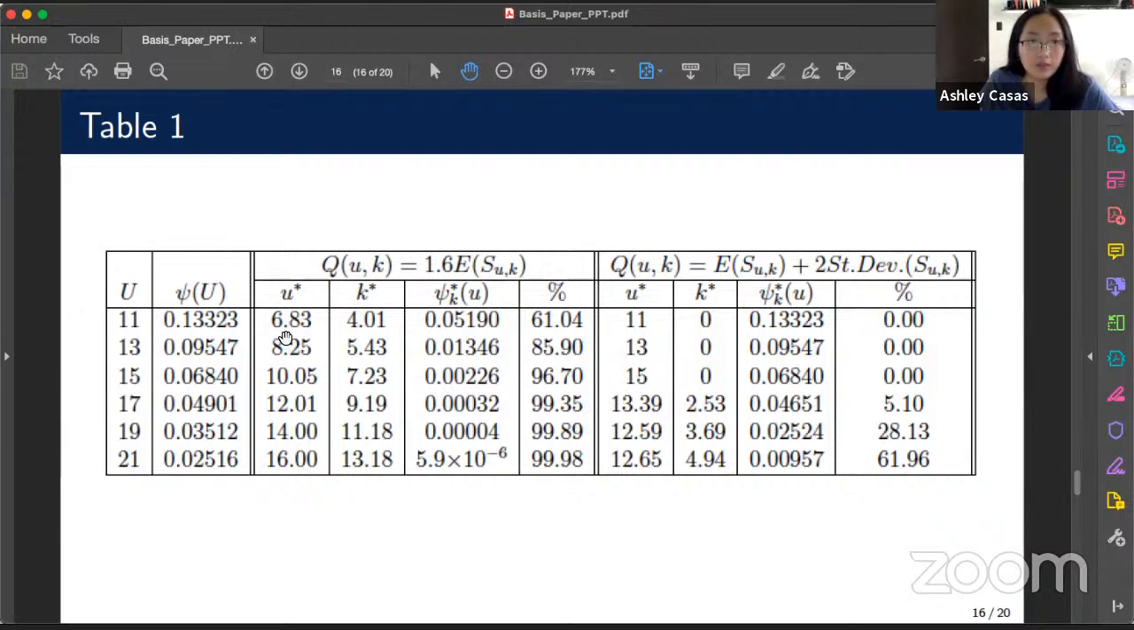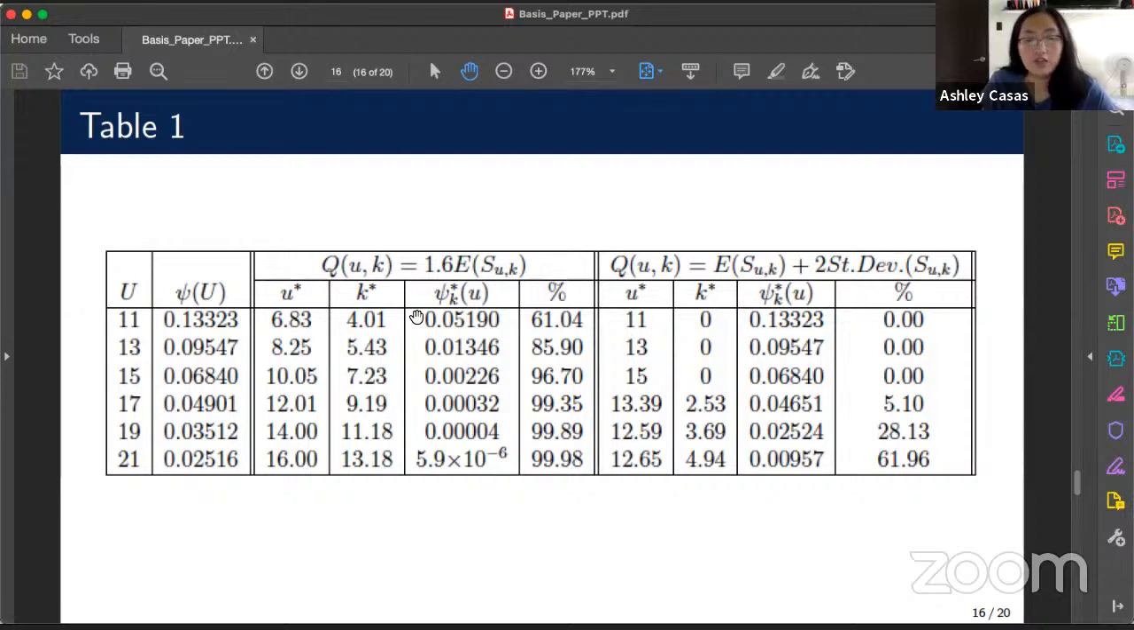We see that when we apply the optimal values of U and K that we found, there is a 61% reduction in the new ruin probability as compared to the ruin probability under the original process.